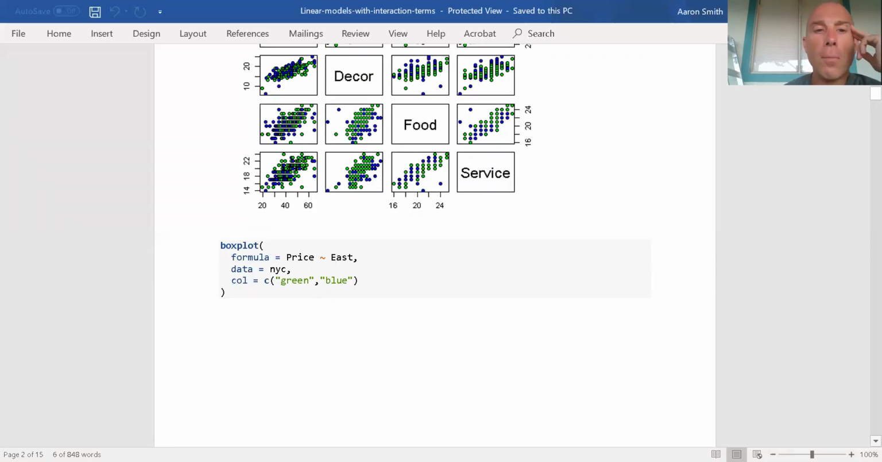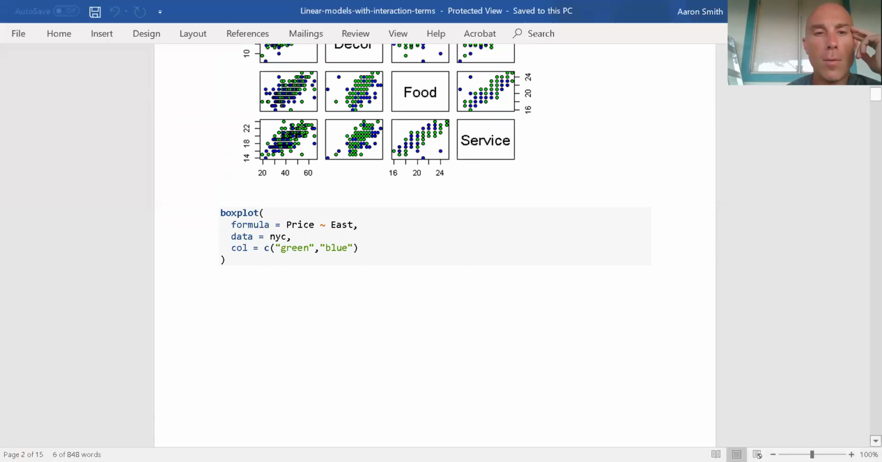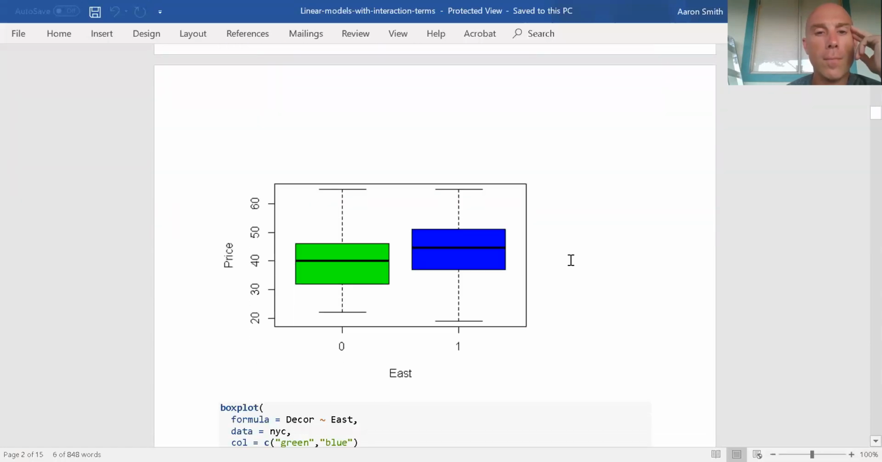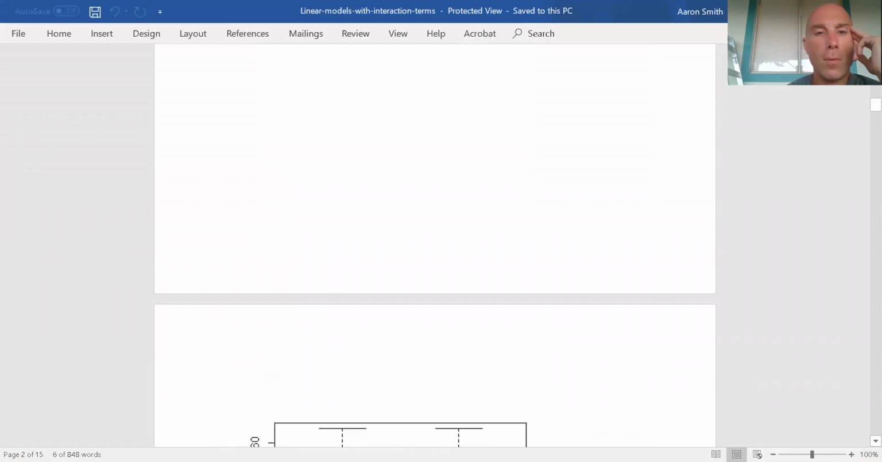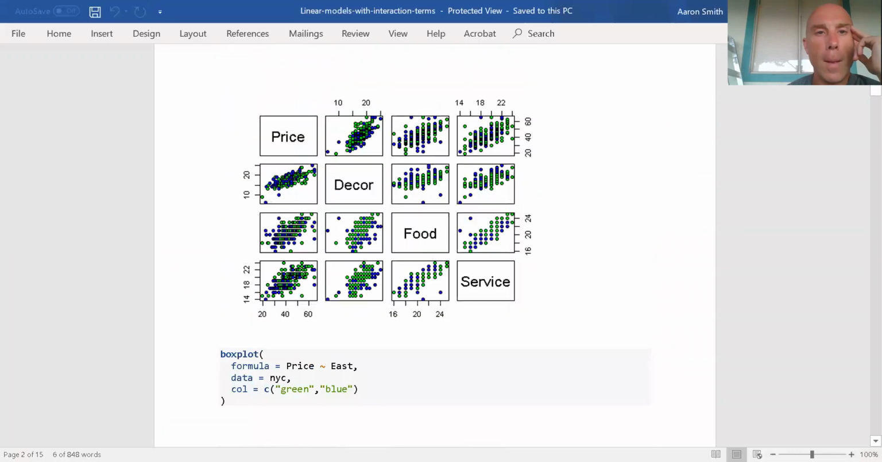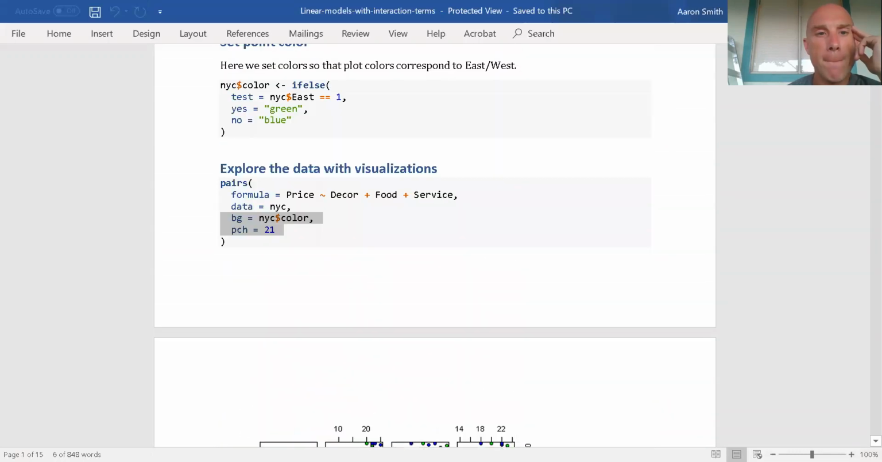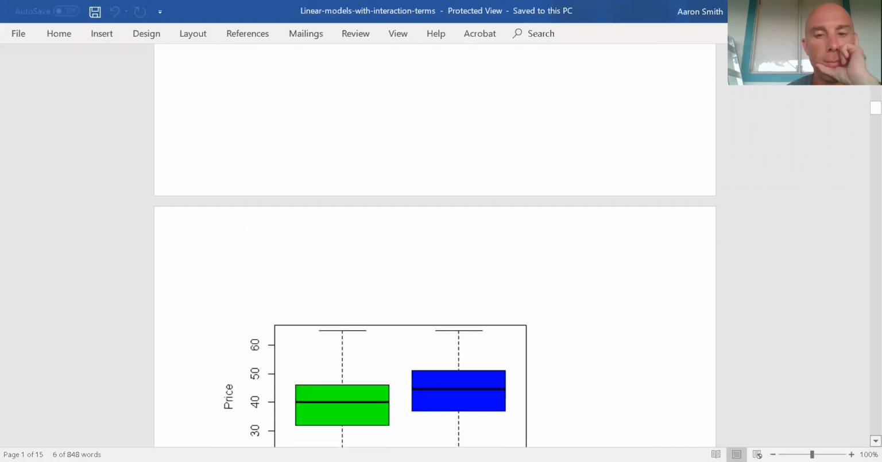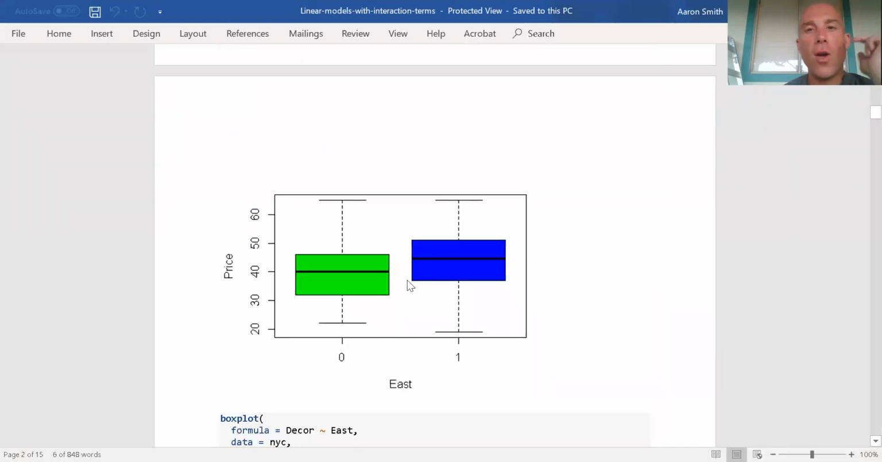All right, so let's go ahead and look at the box plot of price by east and west. All right, I've got blue, green. Let's see. I got my colors switched. Oh no, I'm so sorry. All right, so this is incorrect. I should switch the colors.